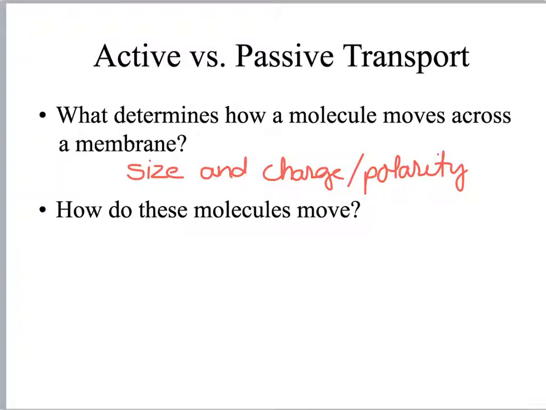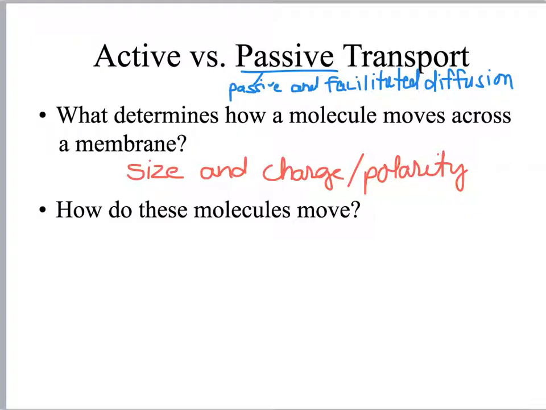Now, passive transport will include both passive and facilitated diffusion. And with the passive diffusion, we're looking at nonpolar molecules. So nonpolar molecules will move through passive diffusion, and this doesn't require ATP or membrane proteins. The molecules will simply pass through the membrane from high to low concentration, or down the gradient.